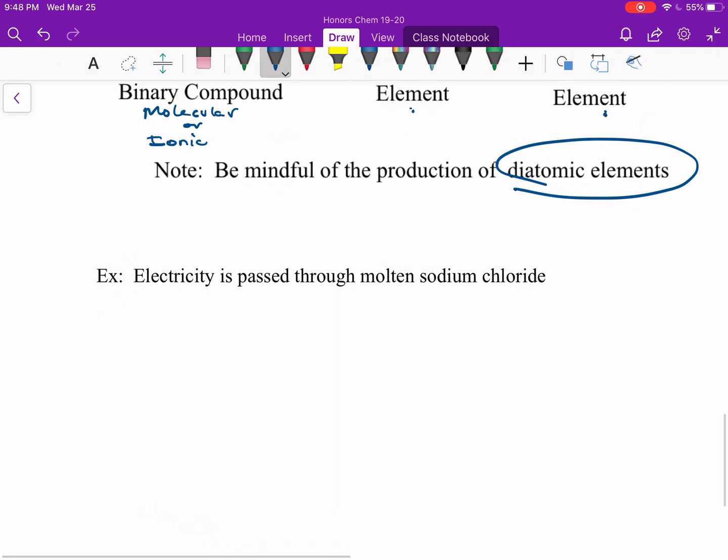So let's say we take some electricity, we pass it through molten sodium chloride, right? So molten just means that we melted the sodium chloride. So we're going to have our NaCl. In this case, it's going to be a liquid. And now we're going to decompose that. And so when we decompose it, it's just going to break down into the elements. Now, you would think, okay, we're going to get Na, right, plus Cl. But again, Cl is diatomic, so we got to remember to put that too.